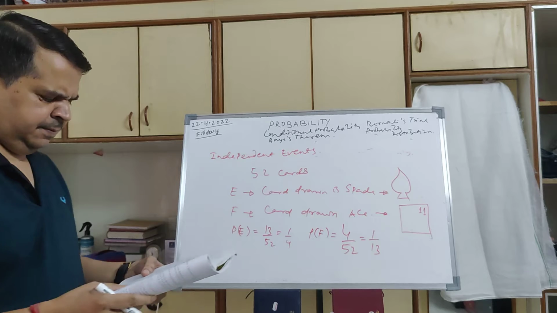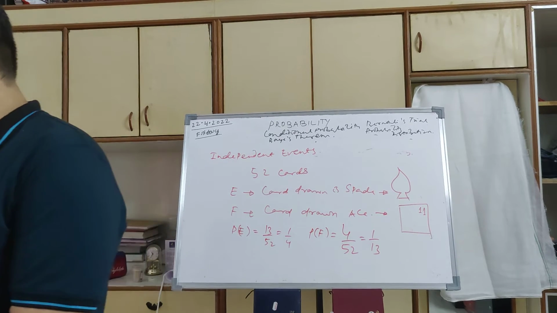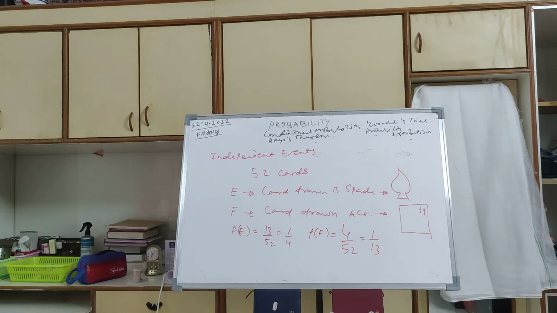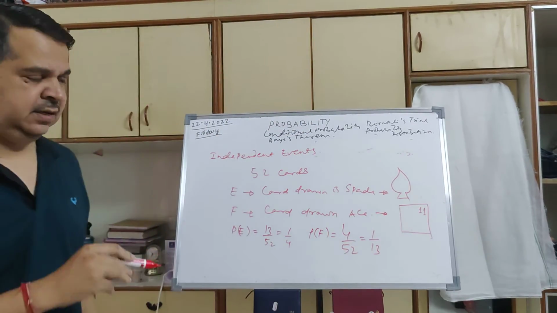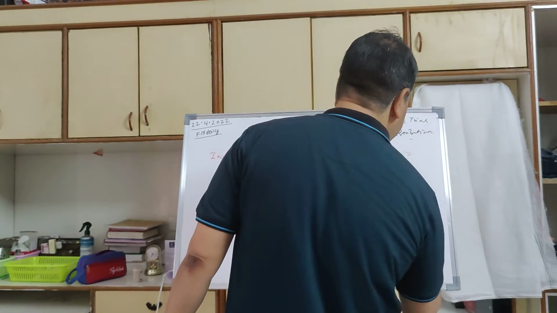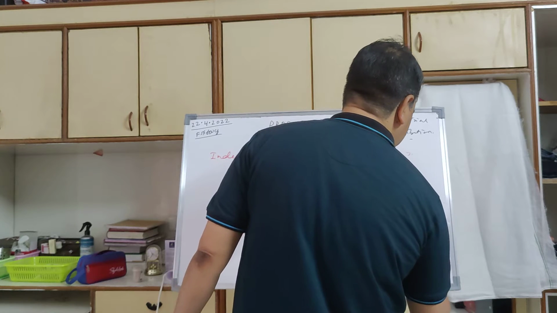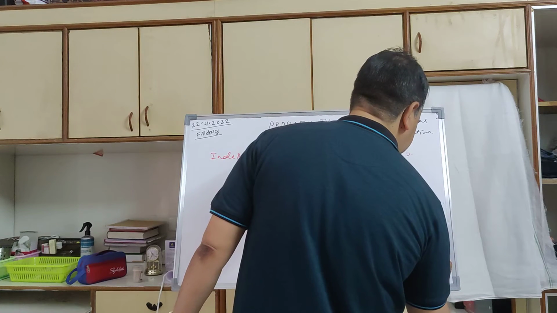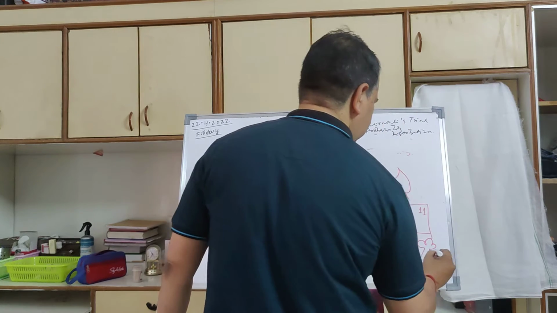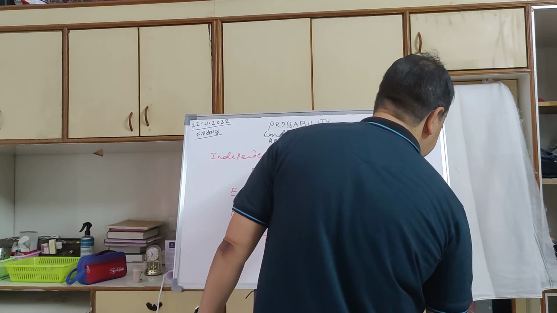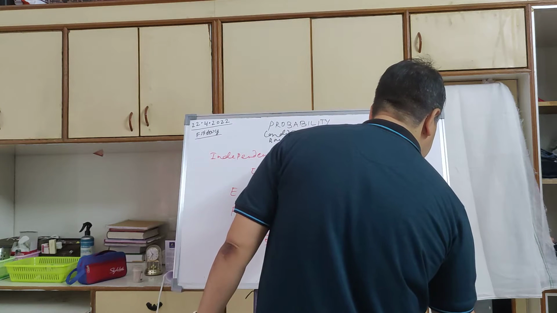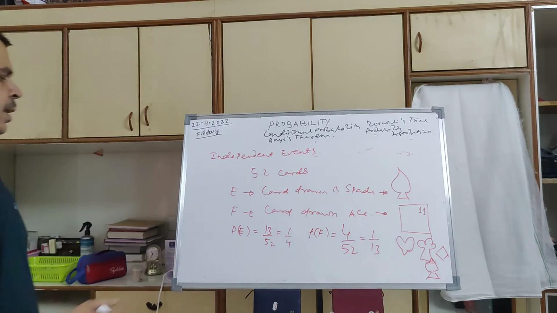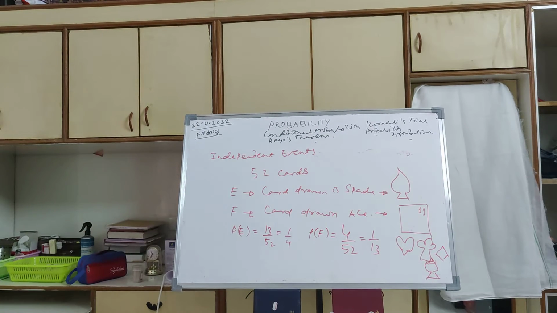So E and F is the event: the card drawn is an ace of spades. So this ace, out of 4 aces, can be either a heart, or a club, or a diamond, or a spade, right? So this ace can be any of these four.